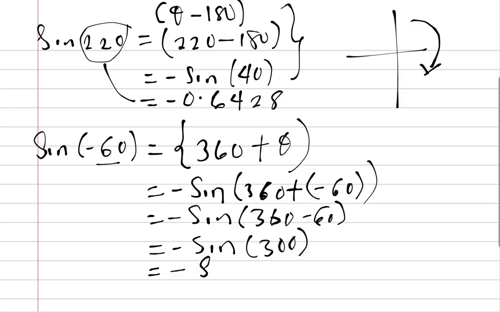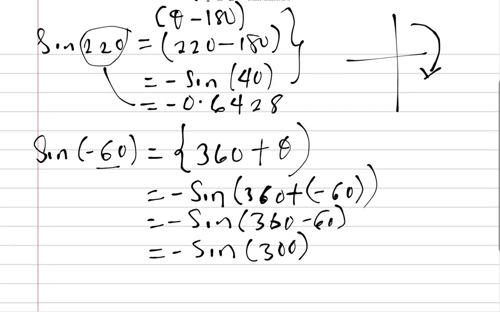Alright, now let me explain something here. This is a negative angle, so this will give us sine 300, minus sine 300. You can see that we were coming from here. We converted it from this negative angle to minus sine 300. Yes? We've converted it.